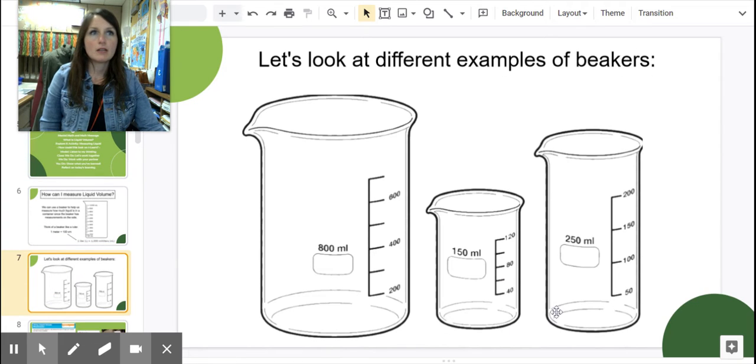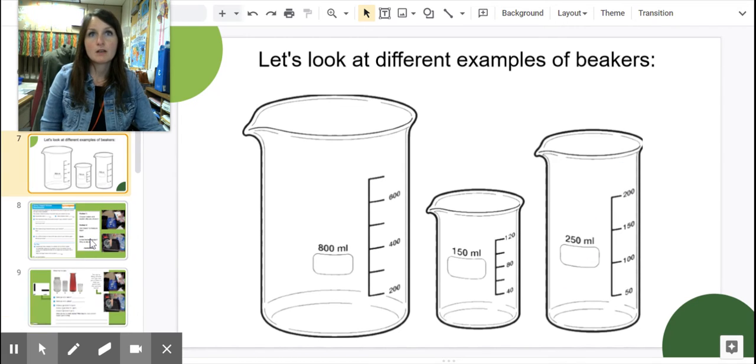Now, here are different types of beakers. You can have different sizes. Some are wider, some are taller. Some of them have different numbers to the side. This one goes up to 800. This one goes only up to 150. This one goes up to 200 here, but says it goes up to 250.